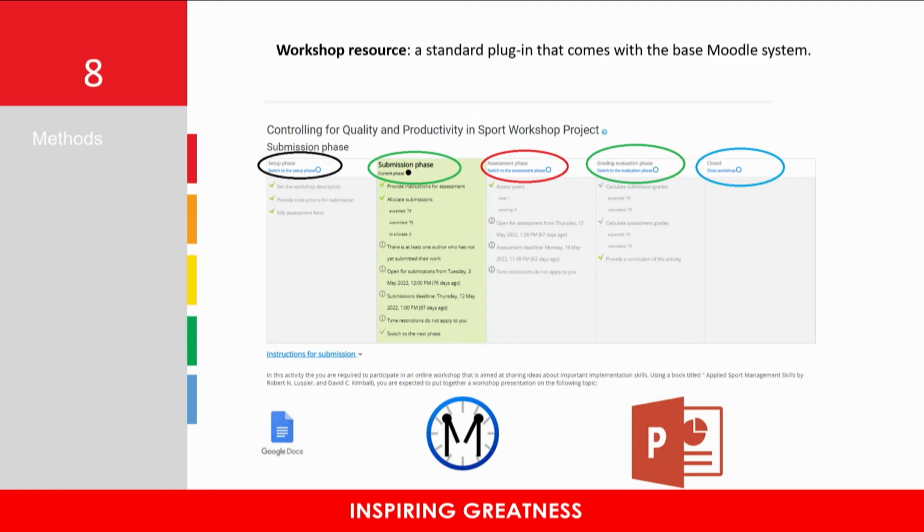How do we use this for teaching and learning? There are 5 phases on the workshop tool. The first phase is what we call the setup phase. In the setup phase, it allows the instructor to add instructions about the project. It allows the instructor to add information about the readings that students need to do. It also allows lecturers to even upload links whereby students can chat.